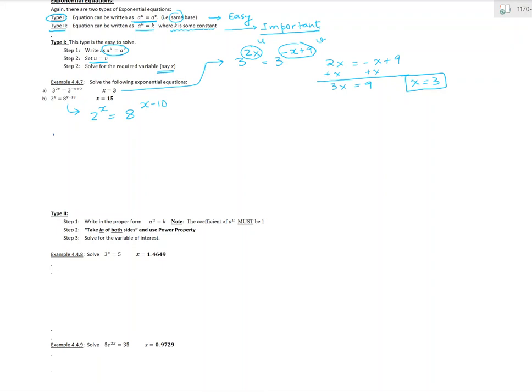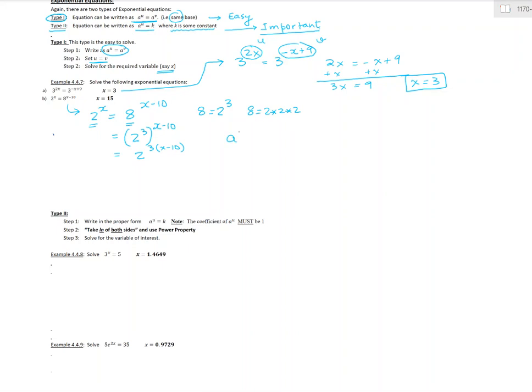Now it is type 1, but you would notice that the base does not look to be same. On one side it is 2, on the other side it's 8. So we have to have same base to be able to use this method. But if you notice, 8 is actually 2 cube, because 8 is 2 times 2 times 2. So if I go and substitute for that, I'm going to get 2 cube raised to the power x minus 10, which means 2 raised to the power 3 times x minus 10.